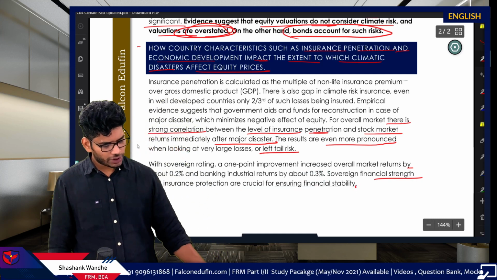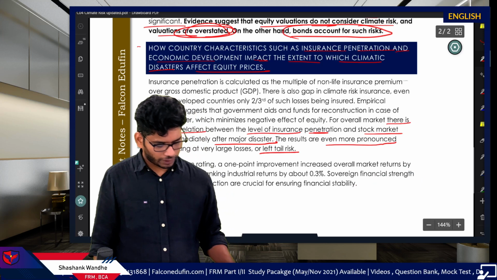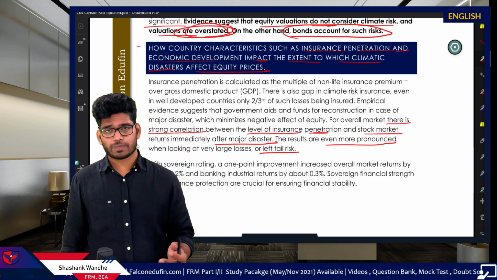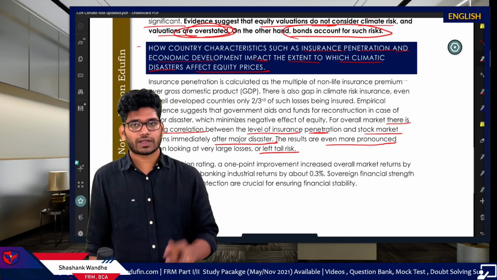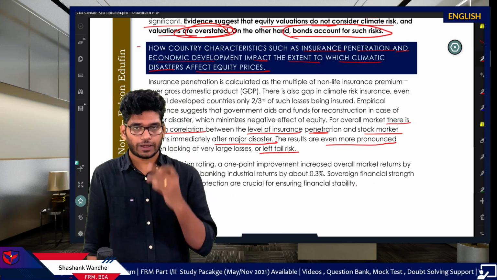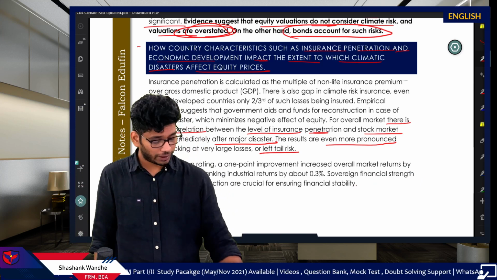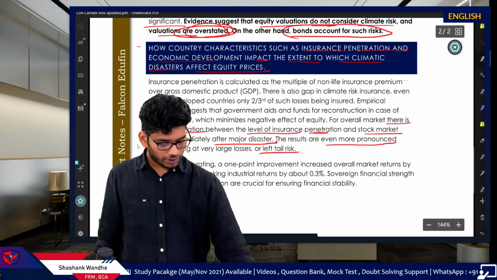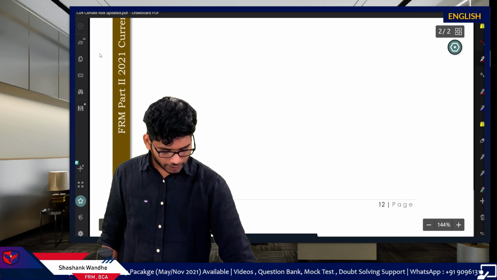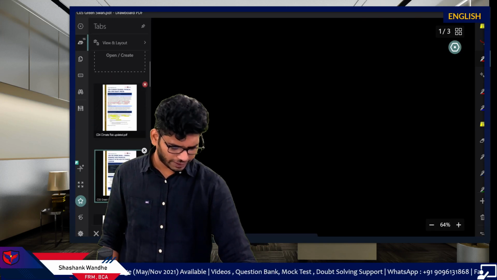Why are we talking about the sovereign rating here? If the government has to provide for the losses incurred because of the financial disaster, it might result in a decline in the government rating, or the sovereign rating. Okay, so remember this. So this is about reading number 4, very limited discussion.